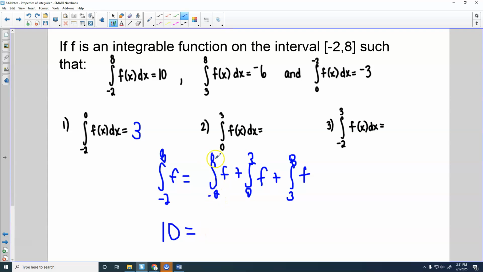Integral from negative 2 to 0 is 3. Integral from 0 to 3 of f, I don't know. That's what they're asking me for. So I want to leave that there. Gosh, this is bad. And then what's the integral from 3 to 8 of f? Negative 6.